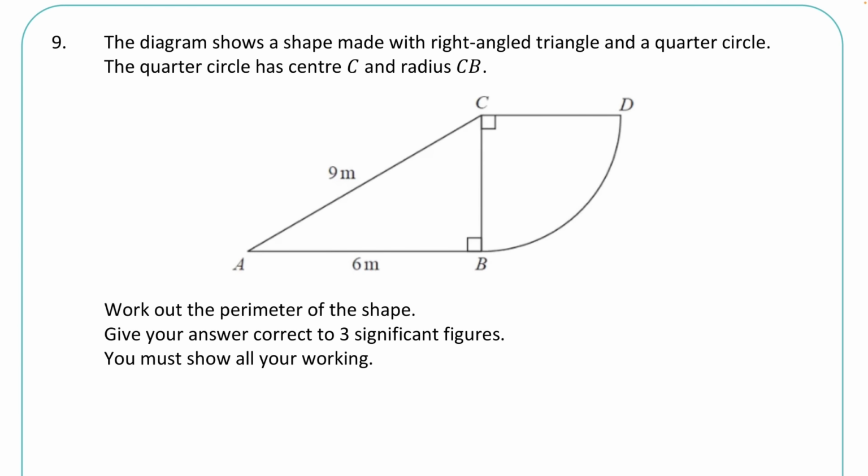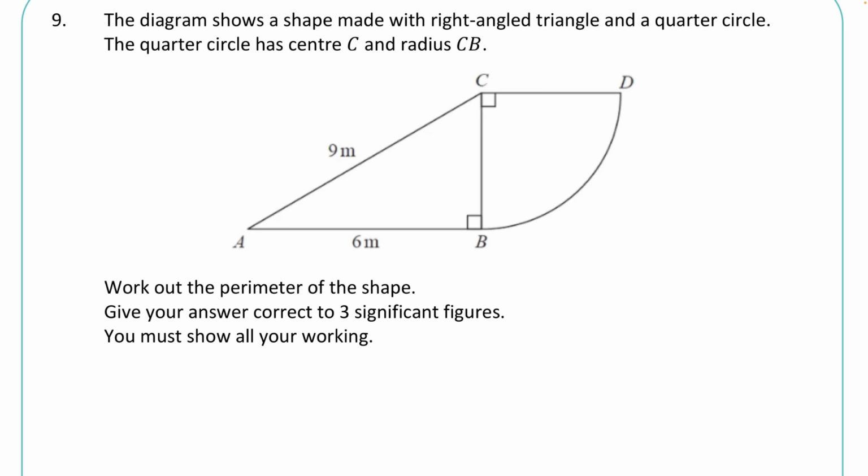Okay, so this question, we have a right-angled triangle and a quarter circle. It says to work out the perimeter of the shape and give your answer to 3 significant figures. So we've got quite a lot of working out to do here because we only have 2 parts of the triangle. We've got the 9 and we've got the 6, which means we are missing this length here, the radius of the circle, which is going to be the same as this one just here, as the radius is the same all the way around a circle. And we are also missing the curved part of the arc over here.